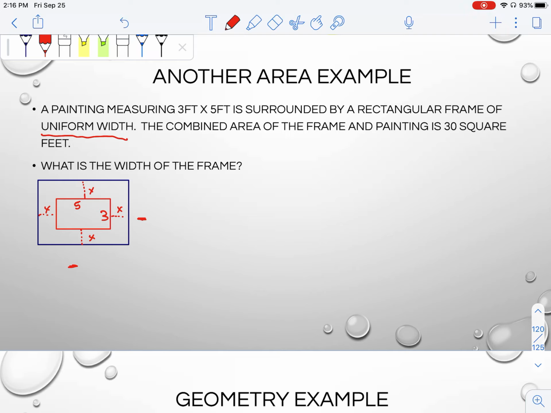All right. So if we do this, it's 3 feet as far as the height, but we have x dimension here and x dimension here. So we're adding x dimension twice. So we have 3 plus 2x for our height, and then 5 plus 2x for our length. So we're going to multiply length times width and set that equal to our area of 30. Okay, so we need to FOIL this thing out.